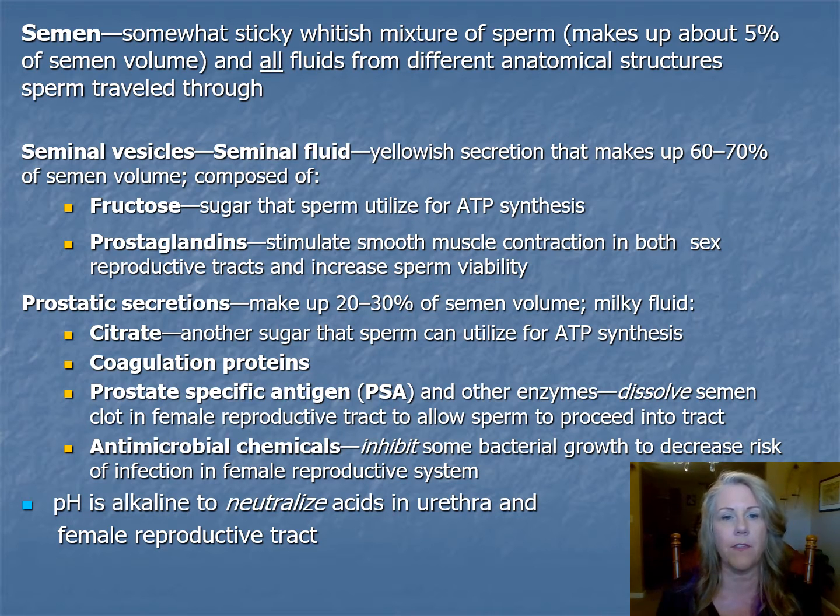Okay, and then we also have the prostate. So the prostate and the prostatic secretions make up about 20 to 30% of the semen volume. It's kind of like a milky fluid. What it contributes is some citrate. Citrate is another sugar that the sperm can utilize for ATP synthesis. It also contributes some coagulation proteins and enzymes. And it contributes what we call the prostate-specific antigen, or PSA, and other enzymes that will attempt to dissolve the semen clot in the female reproductive tract to allow for the sperm to proceed into the tract.